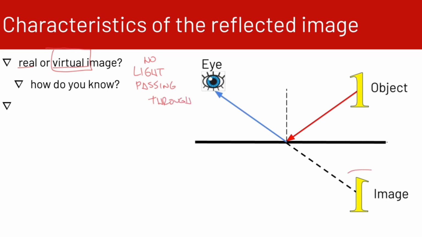So the image in a plane mirror is virtual because there's no light reaching the reflected image because it's behind the mirror. No light ever reaches the reflected image because it's behind a mirror, so there's no light actually getting to the reflected image.